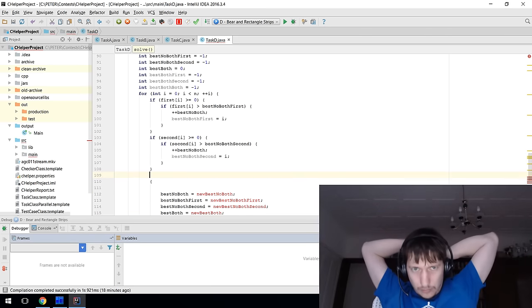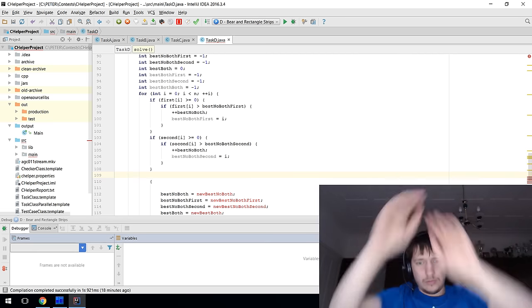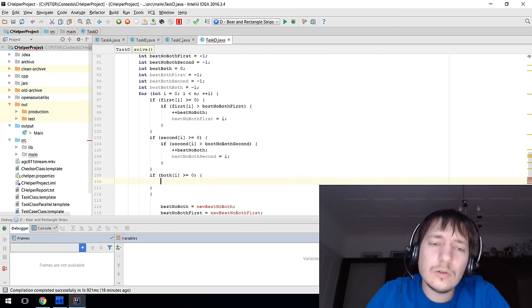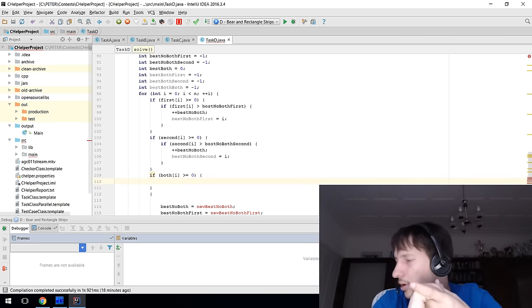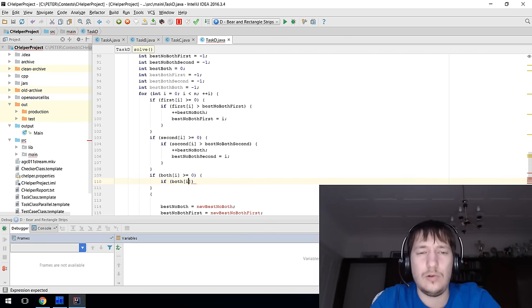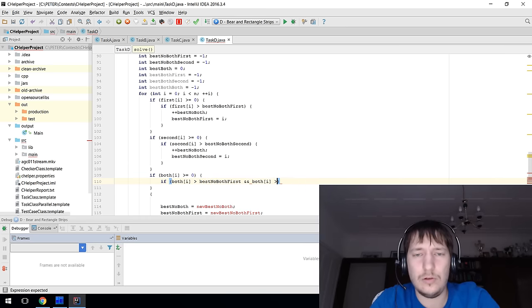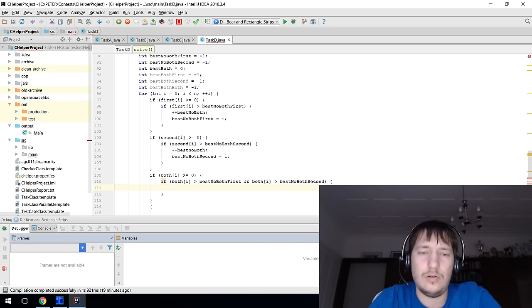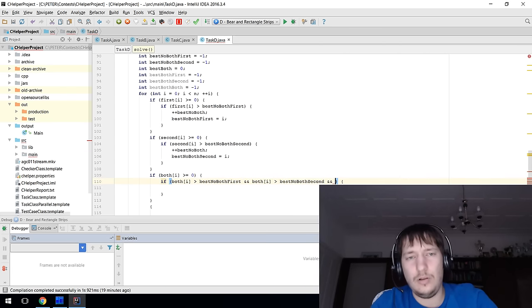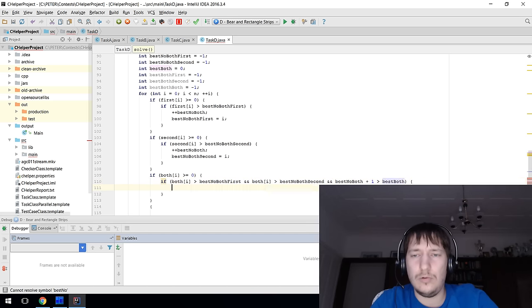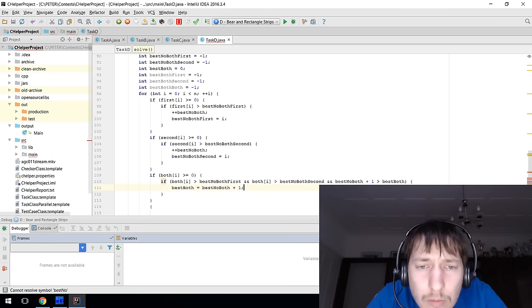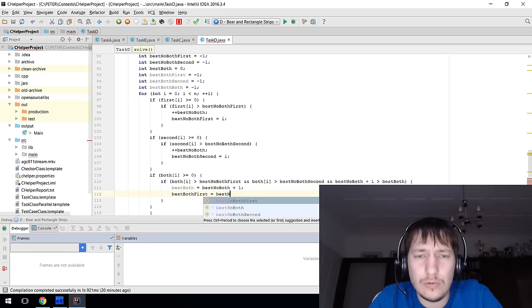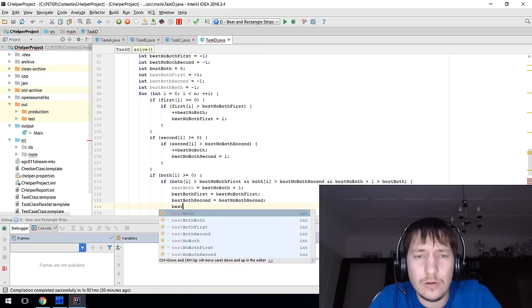Right, so this way we put the greedy result. Now finally we have balls. So we only put balls after if balls I is more than best no balls first and balls I is more than best no balls second. Then we can try to put it. If best no balls plus one is more than best balls, then best balls equals best no balls plus one. Best balls first, best no balls first, best balls second, best no balls second, best balls balls equals I.